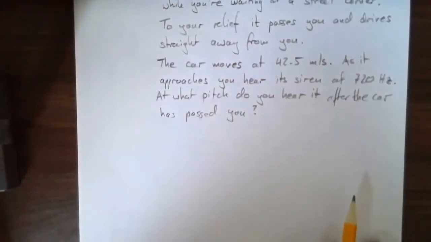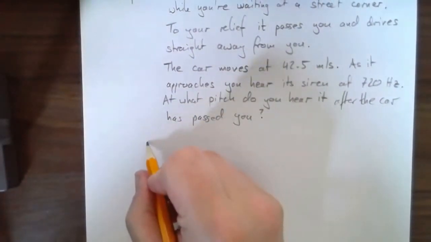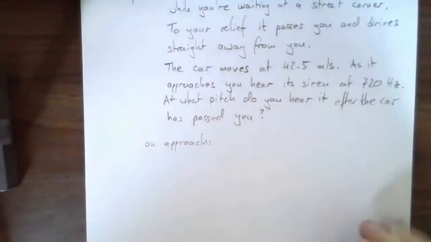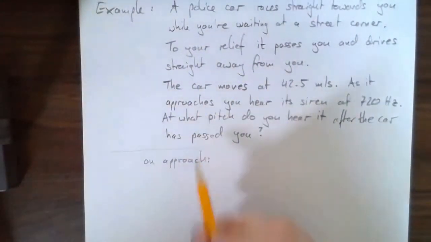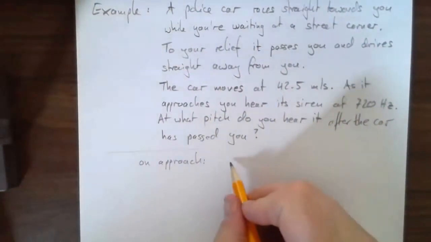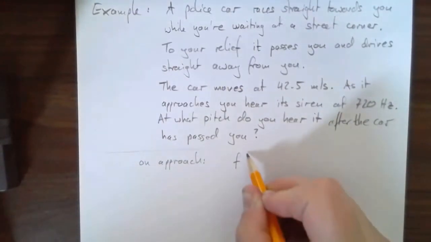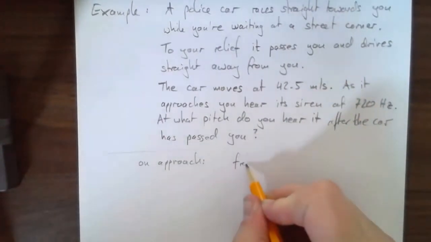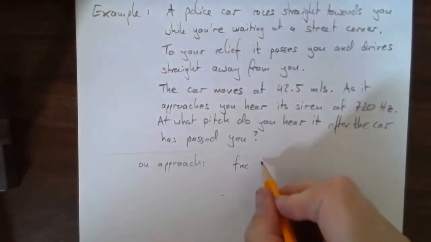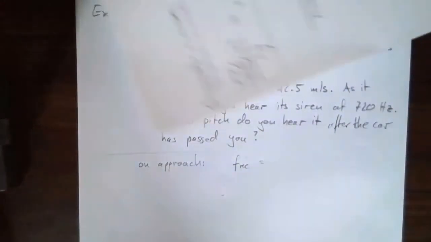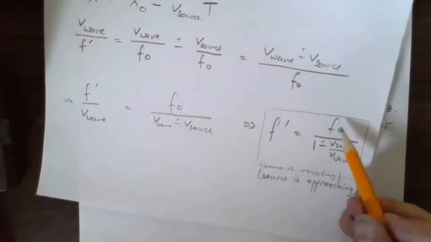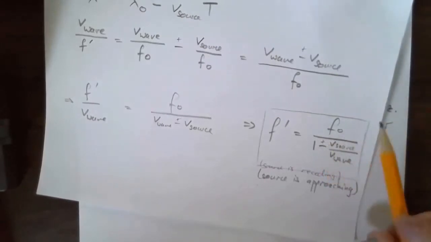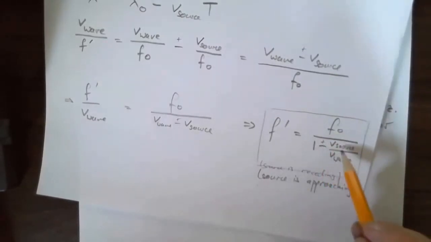Let's apply the equation we have derived. So on approach, what do we have on the approach? On the approach, I have that, well, f prime, let me call it f received this time, it's a frequency here, same as f prime. We just figured out in our equation right here, this is f naught, the unknown frequency at which the siren naturally emits, divided by 1, it's approaching us, I'm going to use the minus sign, 1 minus this.